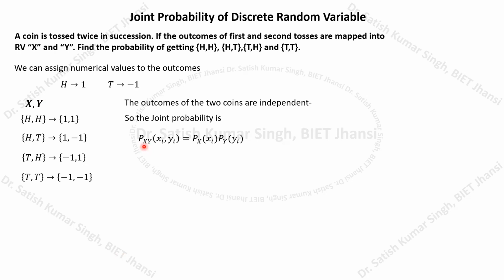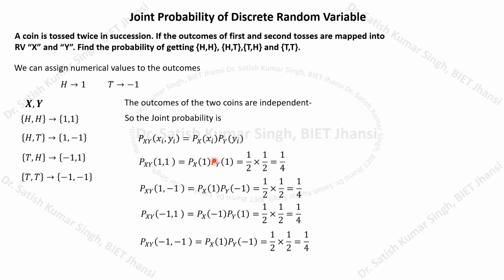So let's say the probability that the random variable XY has the outcome xi comma yi. Because it is an independent experiment, it will be the product of these two independent probabilities: that in the first toss the outcome will be xi, and in the second toss the outcome will be yi. So they are independent of each other, and therefore it will be the product of the two.